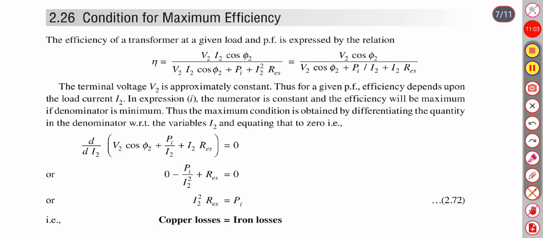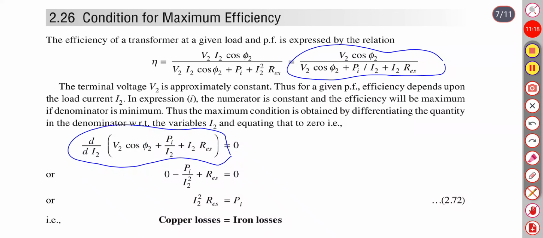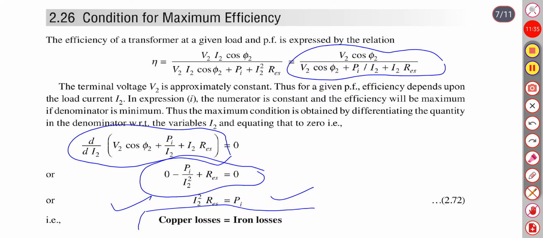Now, the condition for maximum efficiency. This is the equation for the efficiency, and if the derivative of this becomes 0, we get the result that this should be 0, and therefore ultimately I square R equals iron loss. It means when the copper losses and iron losses of a transformer are the same, at that time the efficiency of the transformer will be maximum.